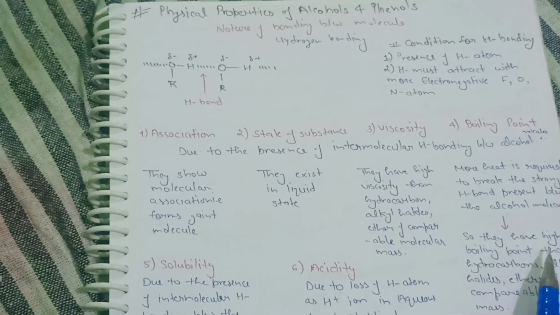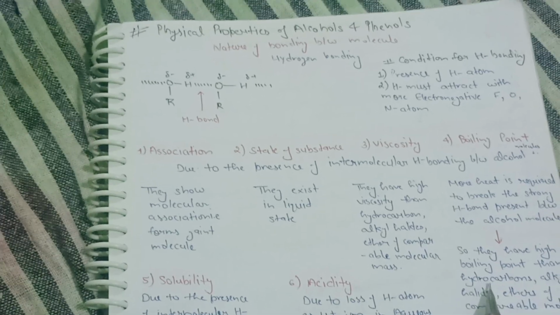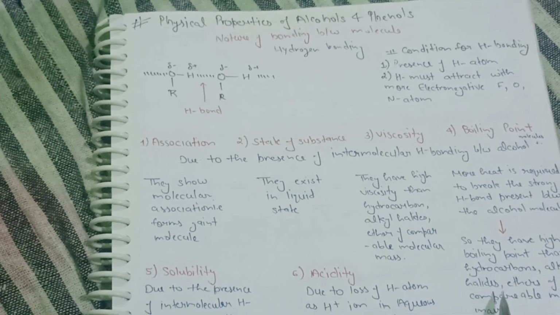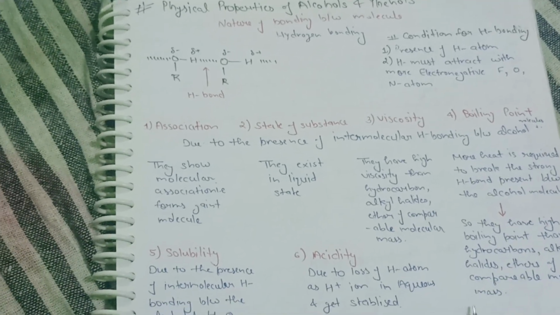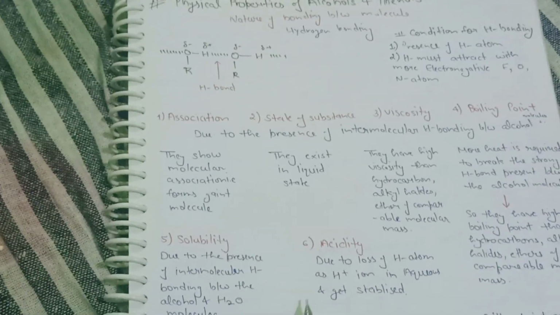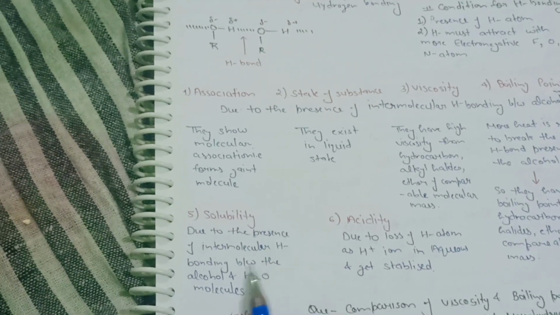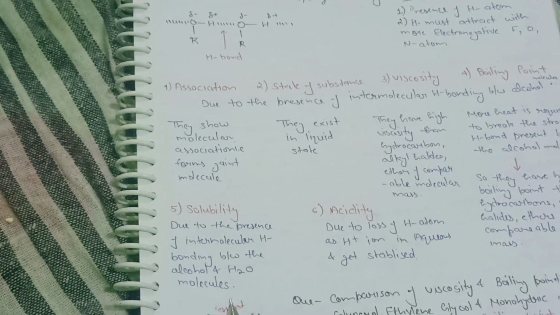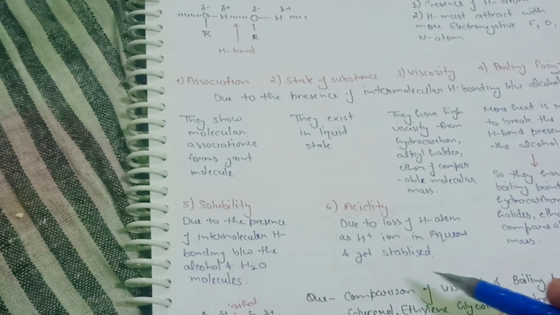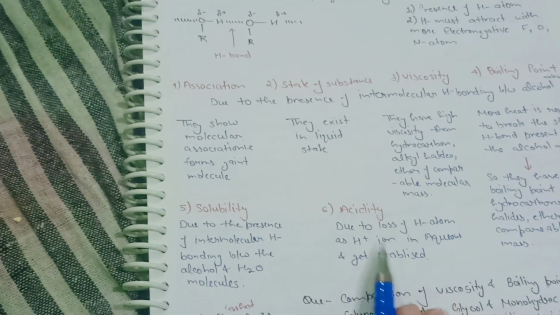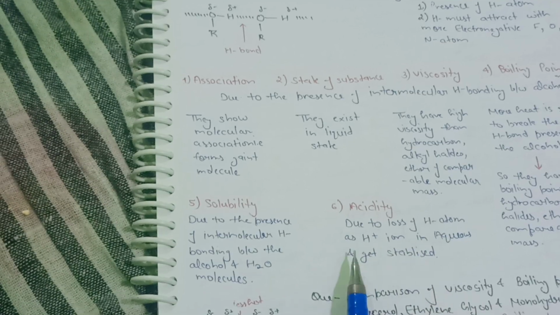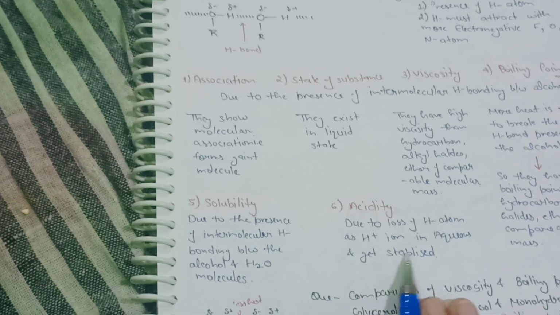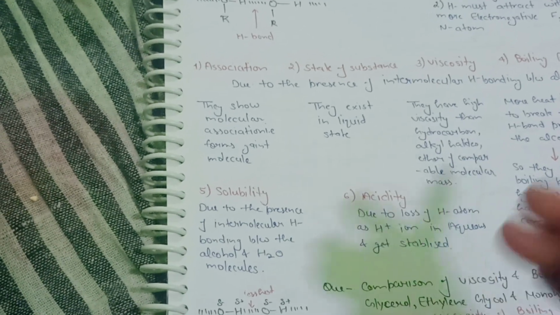so they have a high boiling point than hydrocarbon, alkyl halide, ether of comparable molecular mass. Solubility: due to the presence of intermolecular hydrogen bonding between the alcohol and H2O molecules, they are soluble in water. Acidity: due to the loss of a hydrogen atom as H positive ion, which in aqueous solution gets stabilized.